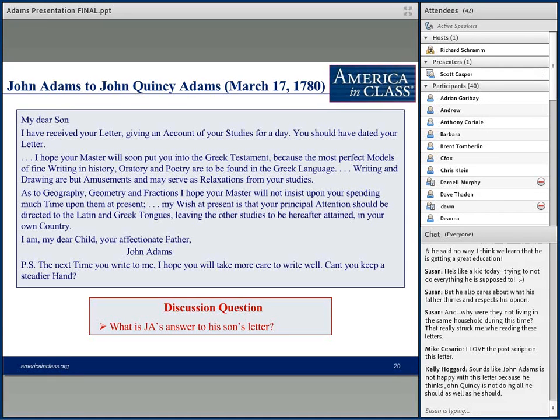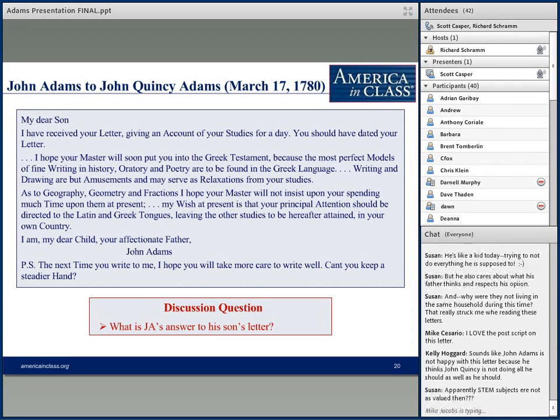And we also have here a sense of prioritizing what John Quincy ought to learn. So Greek and Latin rate higher than geography, geometry, and fractions. Susan asks, why were they not living in the same household during this time? I wonder whether, for example, John Adams was traveling somewhere for diplomatic purposes at the time, and therefore John Quincy was not in the same household. They were writing to each other.